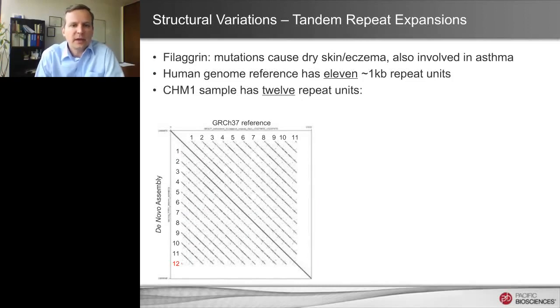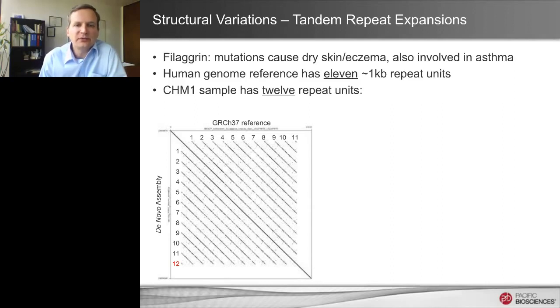A couple of examples for this type of ability and resolution. These are, again, large tandem repeats. This is a gene called filaggrin, a very important gene where mutations cause dermatological diseases, dry skin, eczema. It's also involved in asthma. This is a very difficult gene to sequence. There's at least one user I know of who purchased the instrument just to study basically this particular gene.